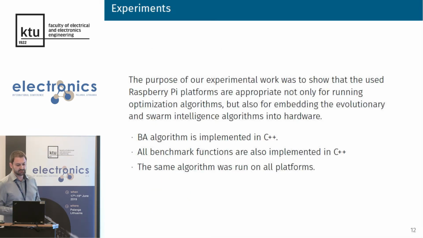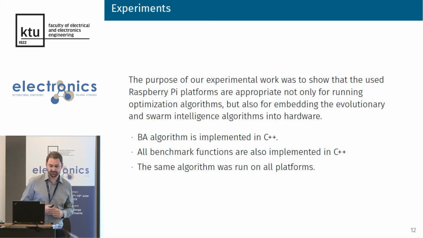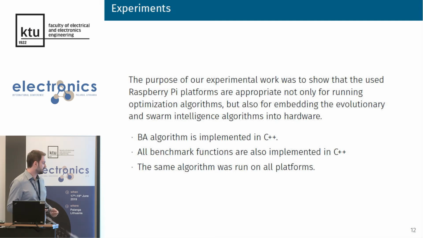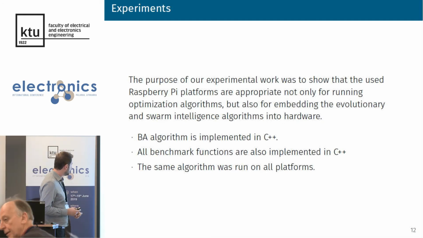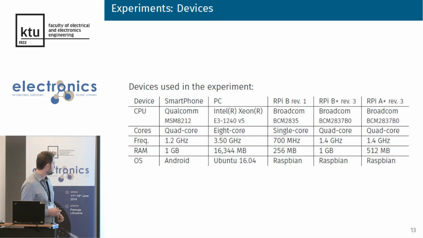The purpose of our experimental work was to show that the used Raspberry Pi platforms are appropriate not only for running optimization algorithms, but also for embedding evolutionary and swarm intelligence algorithms into the hardware. Naturally, the BA algorithm is implemented in C++, as well as all benchmark functions. I have to point out here that the same algorithm implementation was run on all of the tested devices, so there were no changes between implementations on each device. In the following table are presented the devices running the Bat algorithm against the benchmark functions.